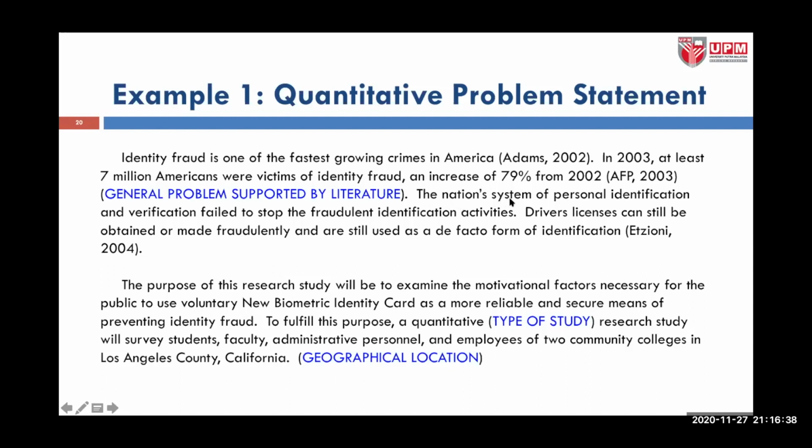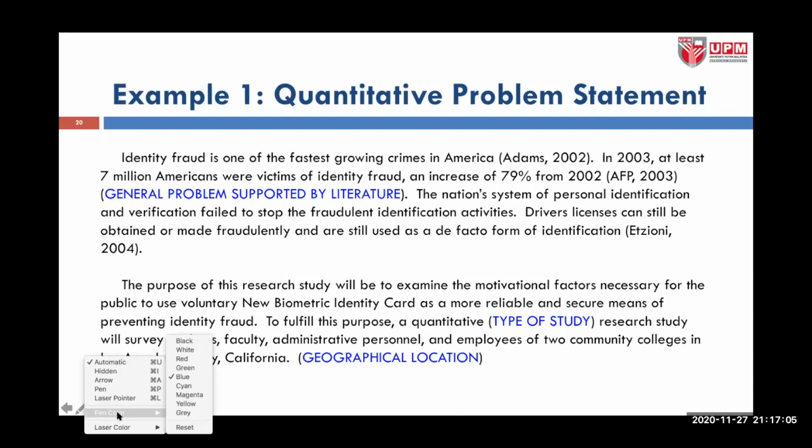The nation's system of personal identification and verification failed to stop the fraudulent identification activities. Driver licenses can still be obtained or made fraudulently and still used as a de facto form of identification. This is also quoted from another researcher, just to support that there is an issue of identity fraud.